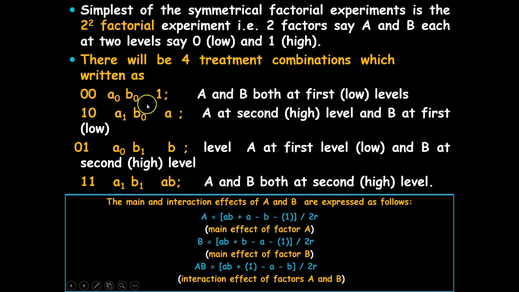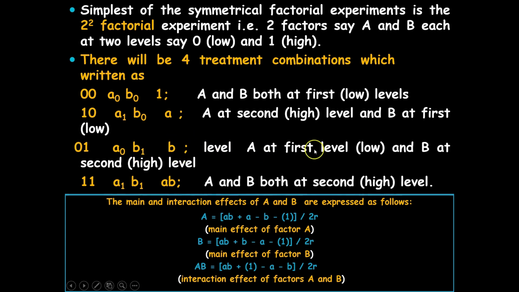So these are the 3 different ways we can write the codes to represent a simple 2 raised to the power 2 factorial. They represent both a and b at the first level. If it is 1 0, that means a is at high level, b is at its first level. That means we can simply write a1 b0, or simply write small a. That means a is at the high or second level, and b is at the first level. Here a is at the first or low level, b is at the second or high level. We can simply write a0 b1, or simply write b.